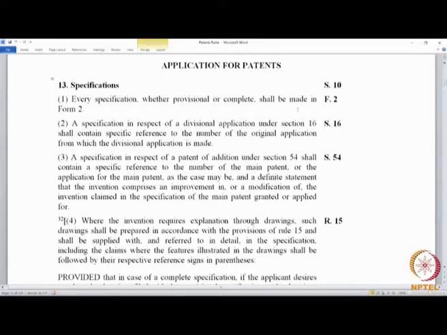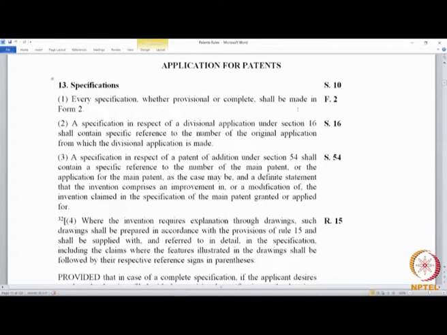Now, let us look at Rule 13, which gives more details about the specification. 13.1 states that every specification shall be made in Form 2, whether it is complete or a provisional. 13.2 states that a specification in respect of a divisional application under section 16 shall contain specific reference to the number of the original application from which the divisional application is made. Section 16, when we come to it, pertains to divisional applications.